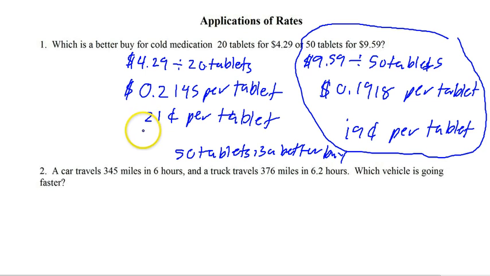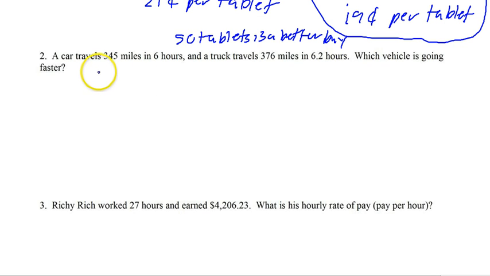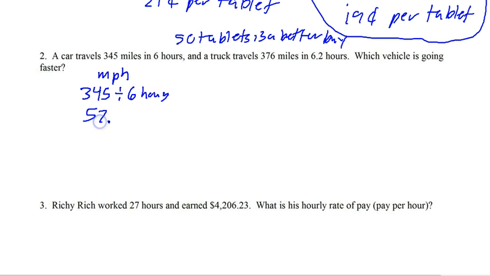Okay, a car travels 345 miles in 6 hours. A truck travels 376 miles in 6.2 hours. Which vehicle is going faster? So when you're dealing with speed, what are we looking for? Miles per hour, mph. So that tells us how we need to divide these. 345 miles divided by 6 hours. This will give us miles per hour. So 345 divided by 6, 57.5. So 57.5 miles per hour.